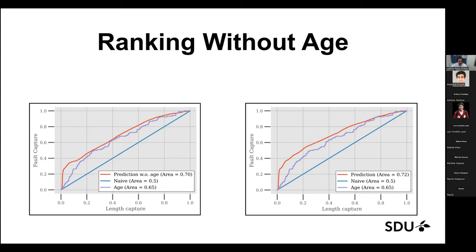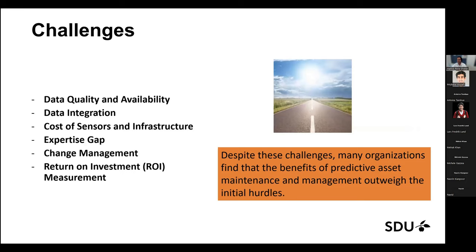But I also need to talk about some challenges that we are facing in the field, in particular when it comes to adaptation and development of the technology. I'm talking about asset maintenance and management, and why we are not using predictive or prescriptive asset maintenance and management. We have a lot of challenges to face. One is data quality and availability.